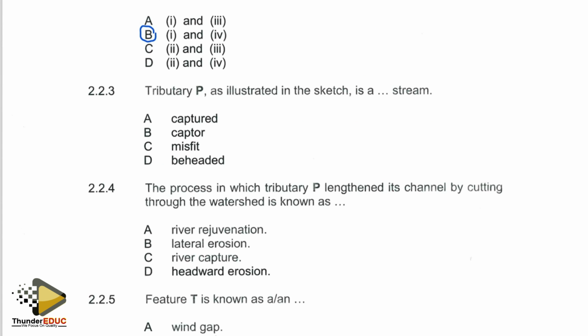Right. So if we're going back to our question, stream P, we have illustrated and labeled everything on that particular section of the river capture process. Tributary P qualifies to be the captor. It has captured headward waters of the stream on the other drainage basin.